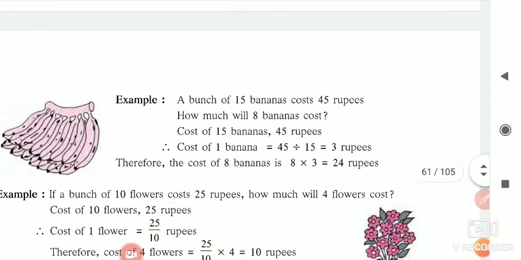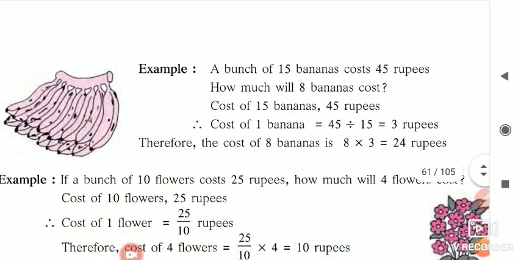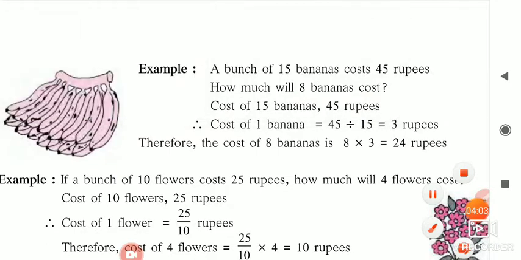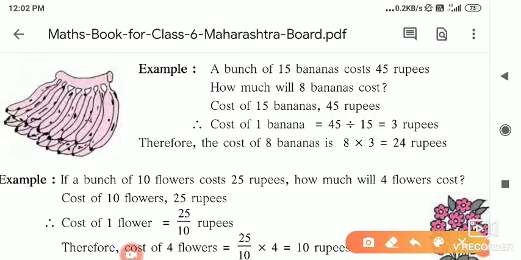For better understanding, some more examples are given to us. Which are those examples? Here in this example, a bunch of 15 bananas costs 45 rupees. So the cost of 15 bananas is 45 rupees. How much will 8 bananas cost? We have to find out the cost of 8 bananas.